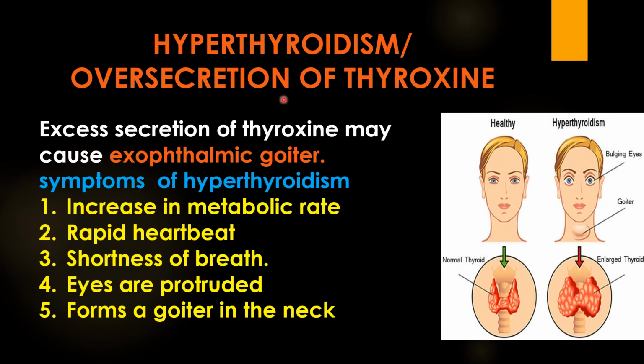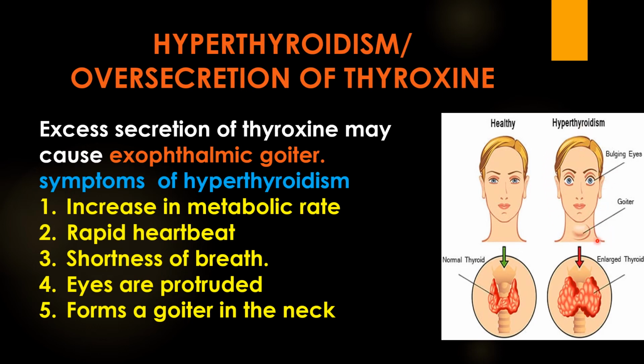Hyperthyroidism or oversecretion of thyroxin. Excess secretion of thyroxin causes exophthalmic goiter. What are the symptoms of exophthalmic goiter? Increase in metabolic rate, rapid heartbeat, shortness of breath, eyes are protruded. Here you can see eyes are protruded. Then forms a goiter in the neck. These are the symptoms of exophthalmic goiter.